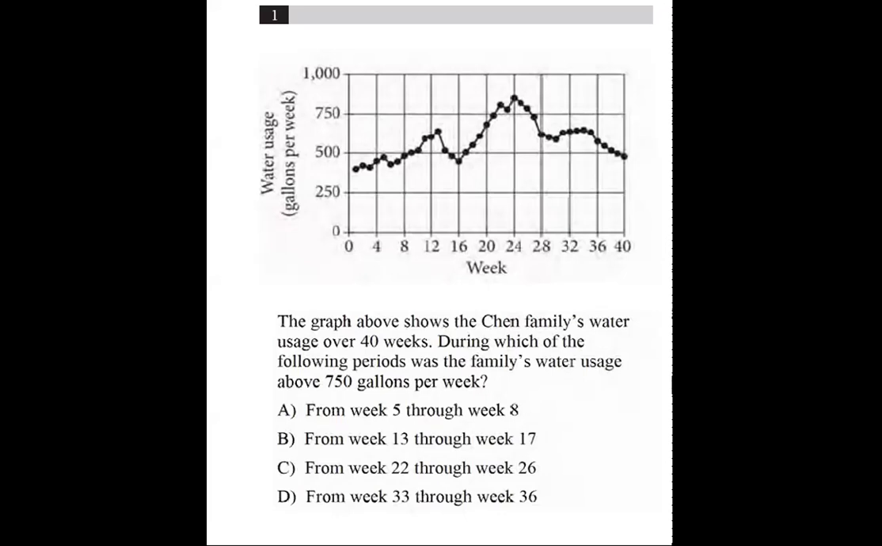All right, so for question 1, during which of the following weeks was the water usage above 750? So 750 right here until right here. This is at about 26, and this is at about 21 or 22. So from week 22 to 26. So the correct answer is C.